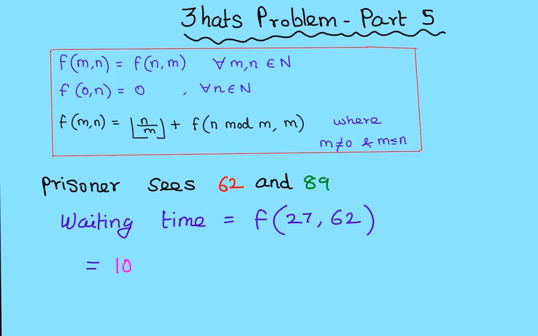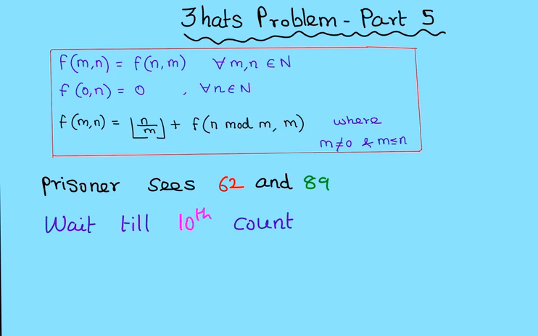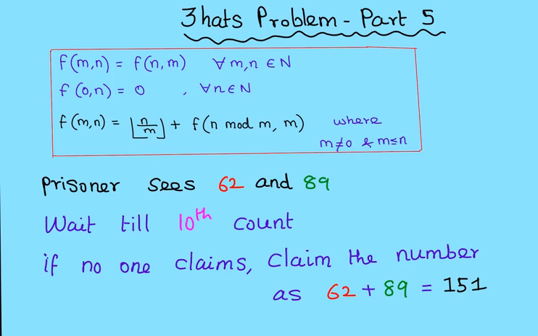So the strategy for the prisoner is to wait till the 10th count, and if no one claims, then at the 11th count claim the number as the sum of the two numbers, that is 62 plus 89, which is 151. Each prisoner follows the same. If they do so, they will always be right, and this will mimic the behavior of the recursive thinking. That calculation part can be easily derived, and that is to show how easy the strategy is.